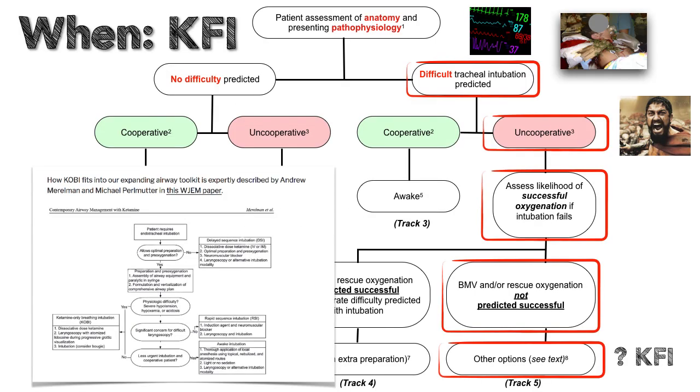So when to do a KFI, I like the way Ruben, Michael and Andrew presented it in their algorithm. Similarly, in our approach, I think it's for patients potentially with difficult tracheal intubation who are truly uncooperative, and you also don't think that you'd be able to bag mask ventilate them or place a supraglottic airway. And it is the best of the alternative options.